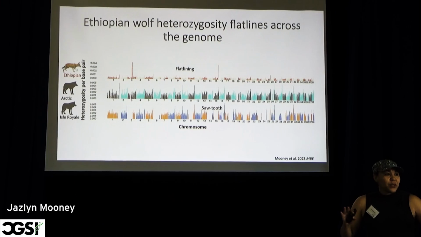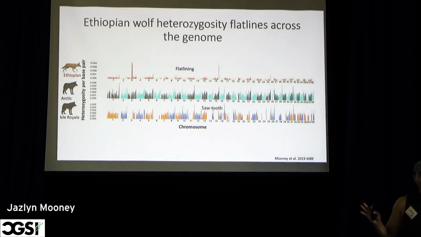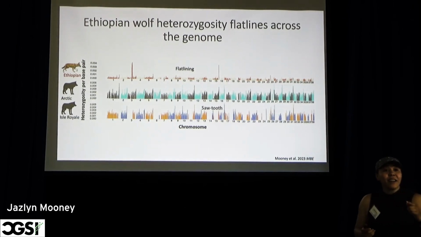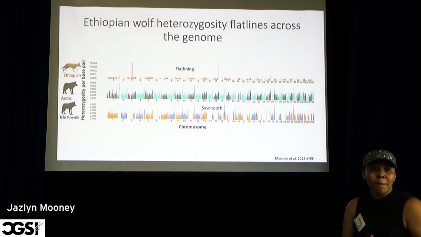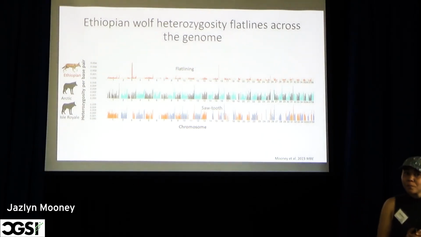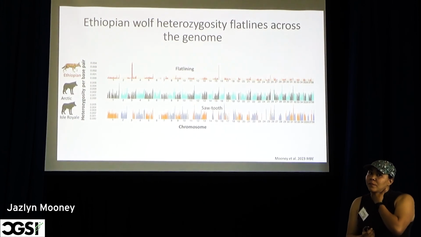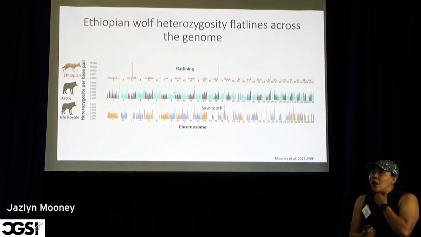So any questions so far before I keep going? Because I know this is kind of out of the sphere of what people think about, so stop me. Yeah? Is there any intuition as to why certain chromosomes in the Ethiopian wolves would be homozygous versus heterozygous? Like, is there an advantage in genetic diversity?